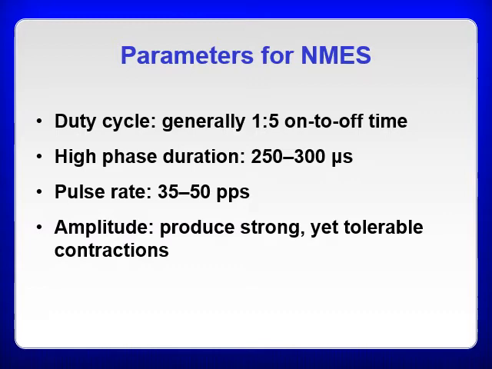You want a high phase duration. For your pulse rate, I'm saying 35 to 50. Some sources will say 35 to 70. Same basic idea. Most treatments usually fall at 50. They usually just set it at 50 pulses per second for the treatment, but 35 to even upwards of 70 is okay. And for the amplitude, we're looking at the intensity. You want a strong yet tolerable contraction. It's still going to be uncomfortable for the patient. That's important to know, and always tell the patient it might feel a little uncomfortable, but you want to get a strong contraction.